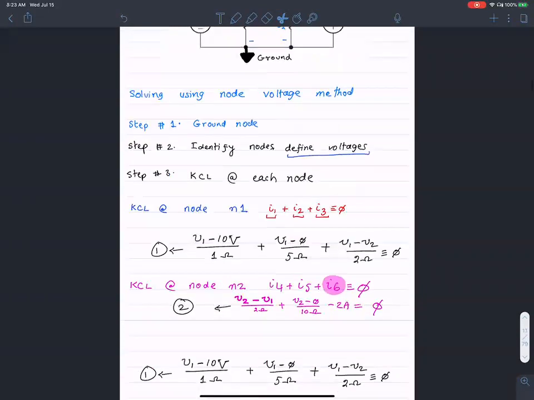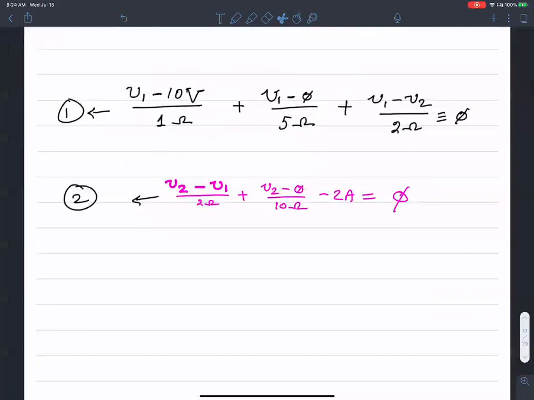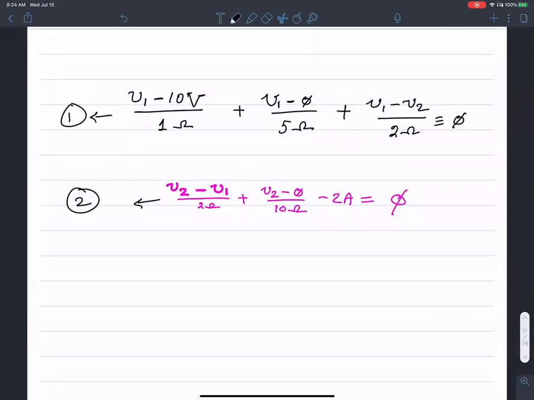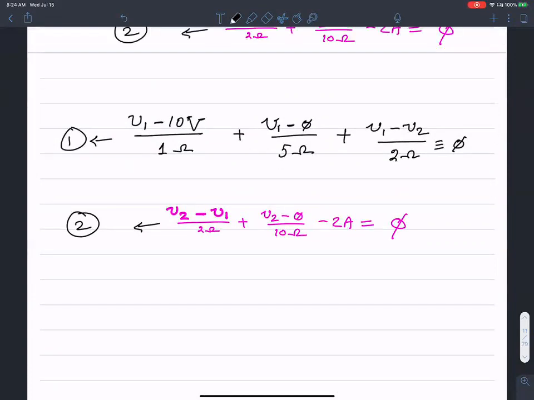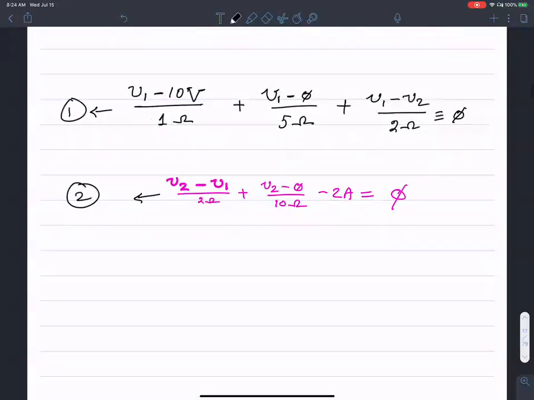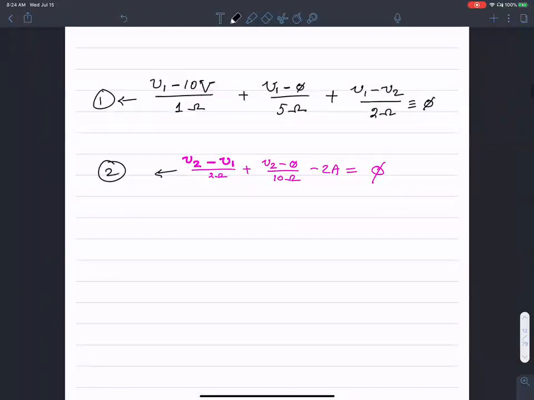Okay, so let me look at this further. So I have two equations now: (V1 minus 10) over 1 ohm plus (V1 minus 0) over 5 ohms plus (V1 minus V2) over 2 ohms equals 0, that's one equation. (V2 minus V1) over 2 ohms plus V2 over 10 ohms minus 2 amperes equals 0. That's the second equation. Now when I manipulate this equation algebraically, I'm going to see 17 V1 minus 5 V2 equals 100 volts.